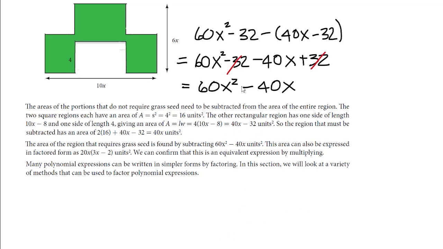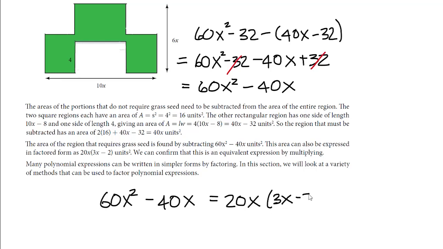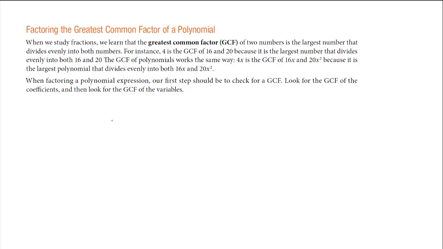Now I can actually already factor this. I can say that for 60x squared minus 40x, what each of these has in common is 20x, and that's going to be 20x times 3x minus 2. So if I multiply this out, I get this side. So this is the area of the region that requires grass.